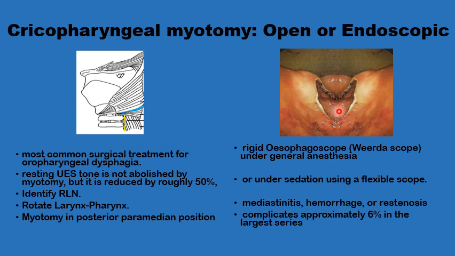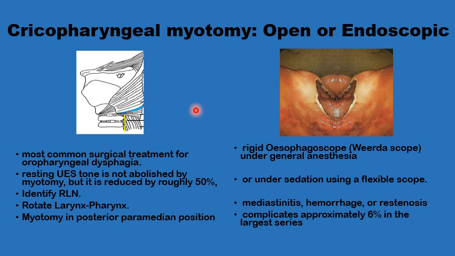That's the white color in here. It's important to get into this level so as to reduce the resting tone of the muscle by about 50%. The operation by dividing the muscle does not abolish the resting tone of the sphincter altogether, but it can be reduced by about 50% to help in the opening of the upper esophageal sphincter. The complication rates for the endoscopic approach is about 6%. It's mostly some bleeding or sometimes restenosis of the muscle, but serious complications could happen if there is a perforation of the buccopharyngeal fascia and mediastinitis may develop.